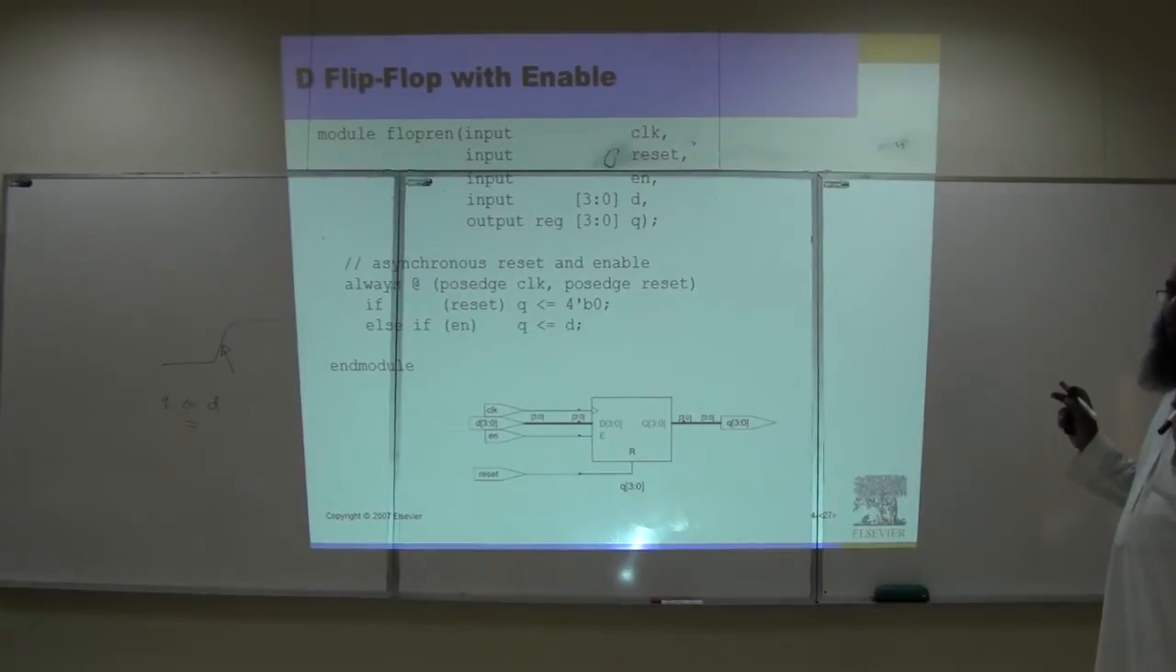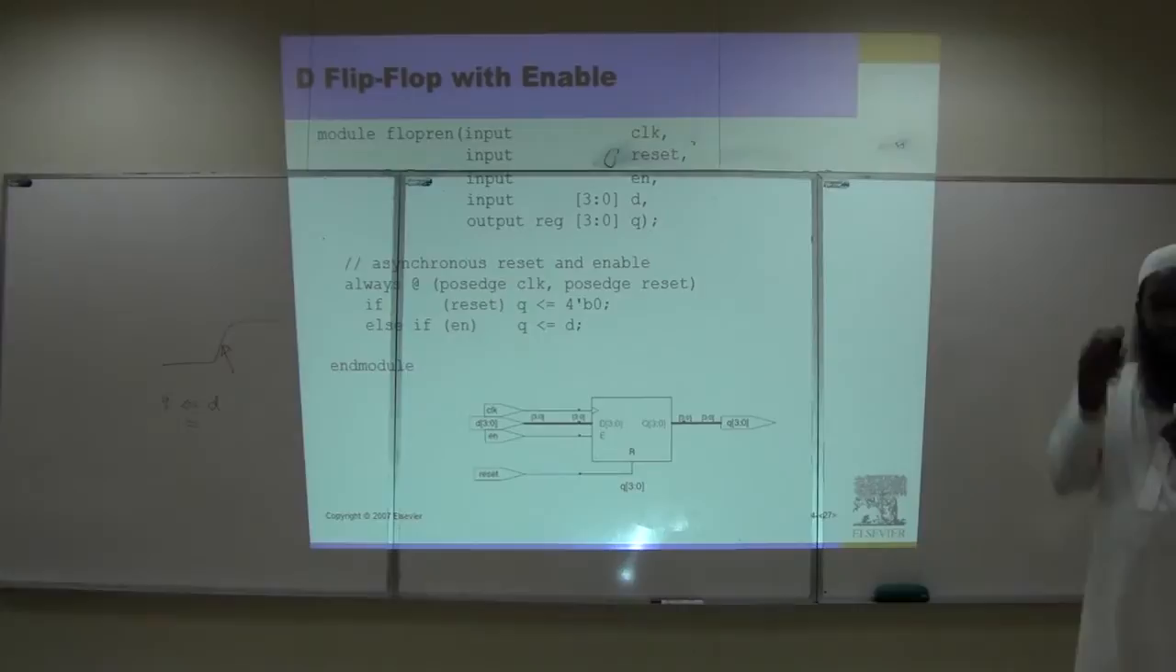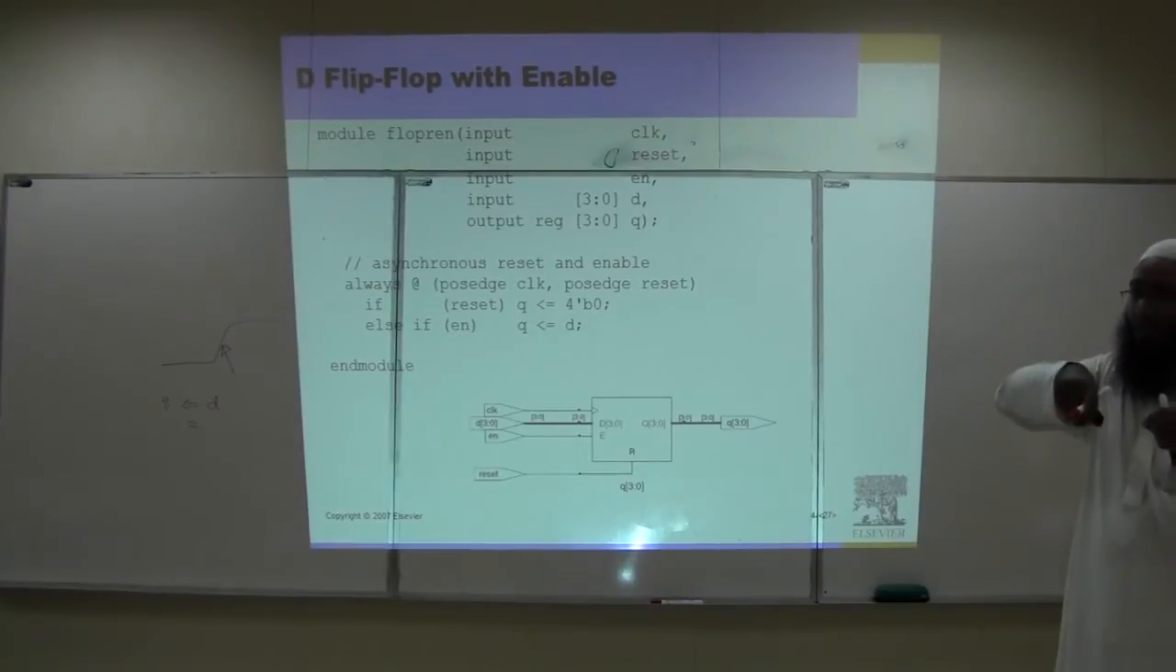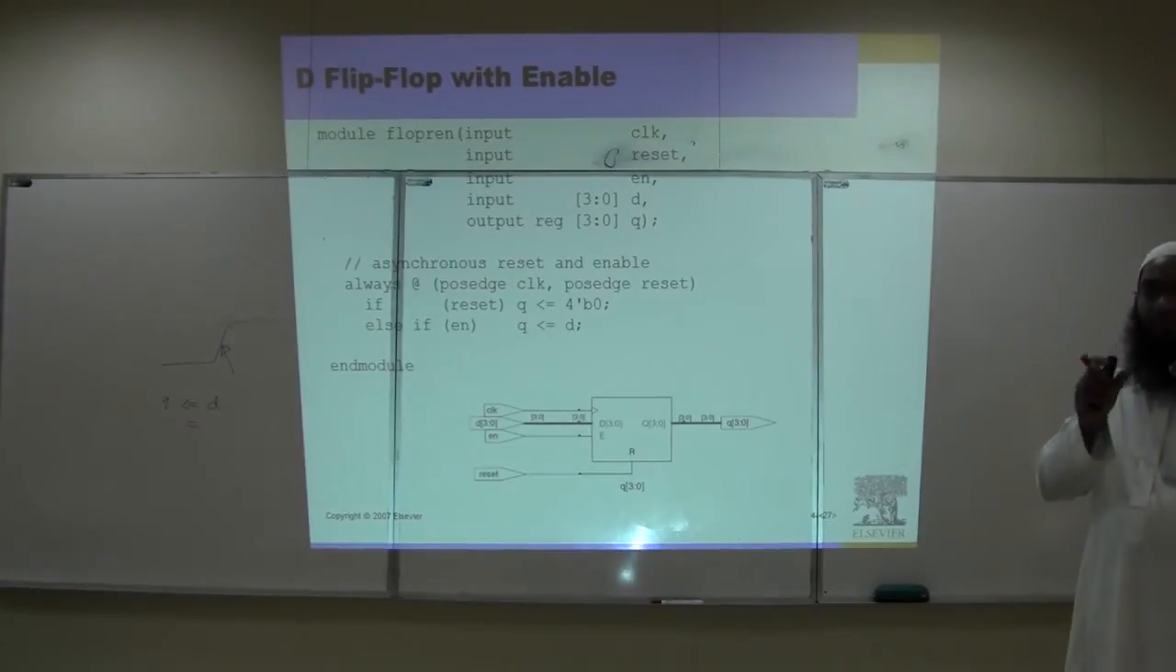What is the difference between enable and clock? Enable means you are trying to close or open. Close or open. Clock means which time it will work. Clock will control the time, the moment when the output will change. But it is time, but it is closed.